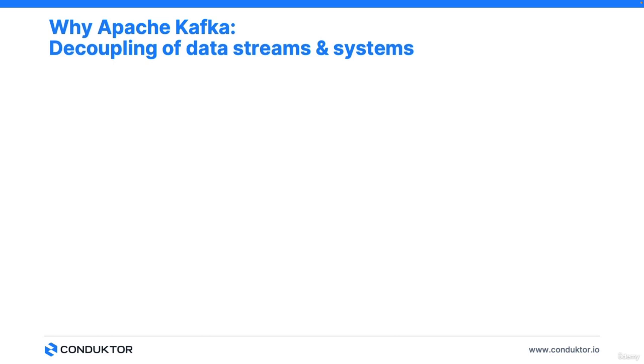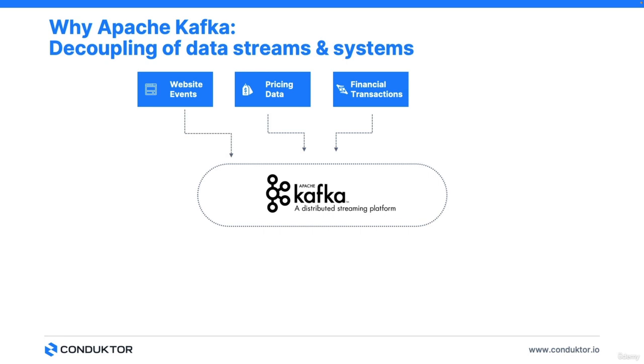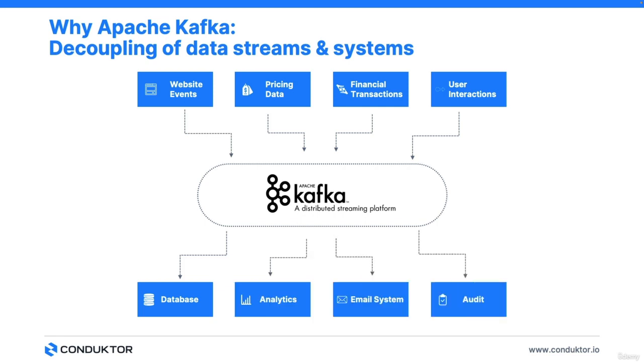Everything looks a little bit better and a little bit more scalable. If we go back to the same example, what can your source systems be? It could be website events, pricing data, financial transactions, or user interactions. All these things create data streams, meaning data created in real time, and it is sent to Apache Kafka. Your target systems could be databases, analytics systems, email systems, and audit systems. So this is the kind of architecture we will implement.